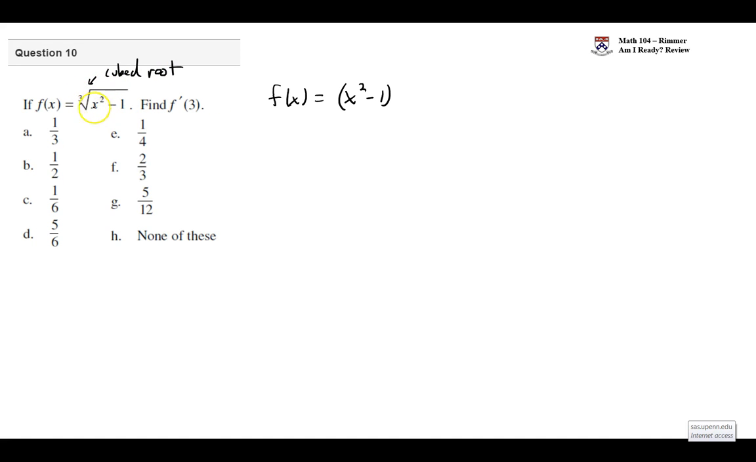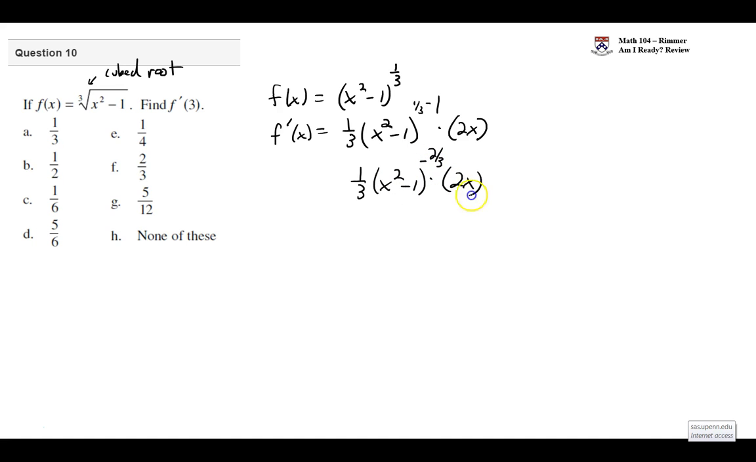And that symbol does you no good when it's time to take a derivative. What we need is the fractional exponent that it stands for. And so that's 1/3 power. So we'll do the power rule by bringing the 1/3 down, taking x squared minus 1 to the 1/3 minus 1, and then multiplying by the derivative of the inside, which is 2x. And so what we have is 1/3 of x squared minus 1, raised to the -2/3, and then multiplied by 2x. That is your derivative at any value of x.